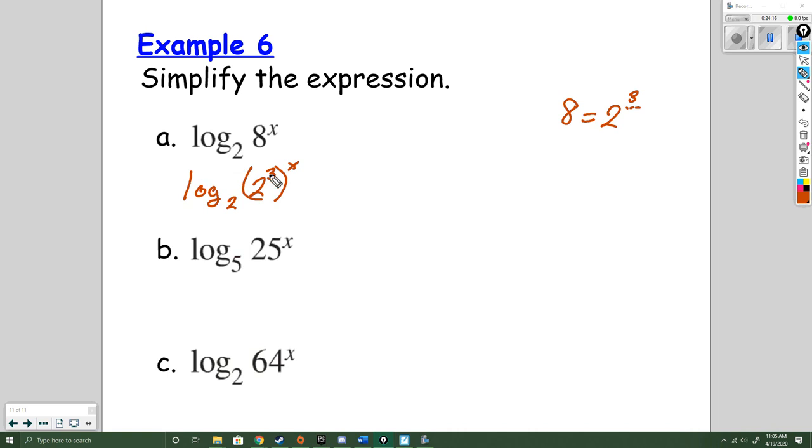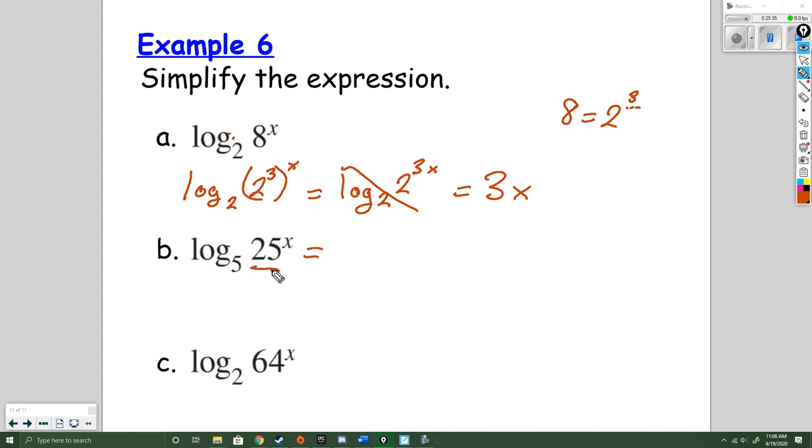Let's use some rules for exponents to simplify this. So we have log base 2 of 2 to the 3x. Now we see the base of the logarithm and the base of the exponent are the same, so those cancel out, and we just get 3x. We simplified that using some of what we know about logarithms and about exponents.